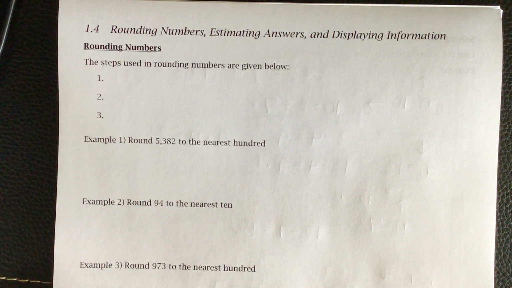1.4. Rounding numbers, estimating answers, and displaying information. The steps used in rounding numbers are given below. There are three main rules that we're going to use. The first rule is locate the digit to the right of the place value you need to round to.